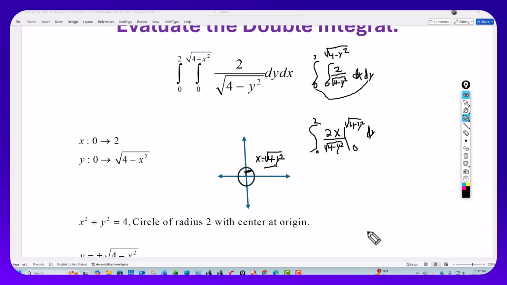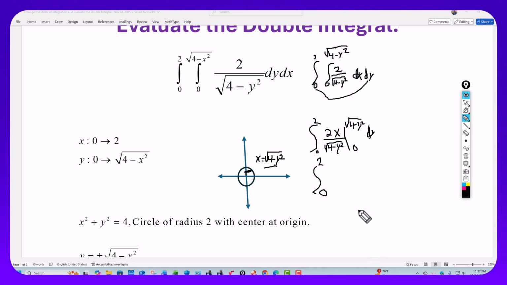And again, you can work these out separately, and then whatever you get you could put it there. But in this case, it's fairly straightforward because it's still 0 to 2. This is 2x over the square root of 4 minus y squared, evaluated from 0 to the square root of 4 minus y squared. So notice what's going to happen here.